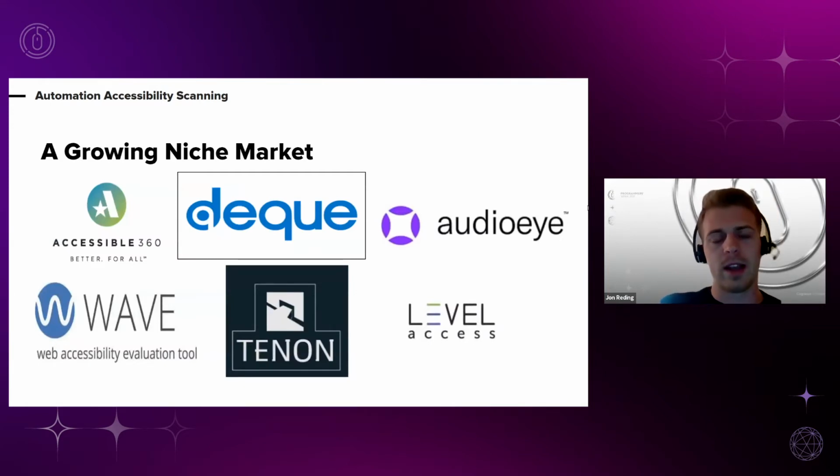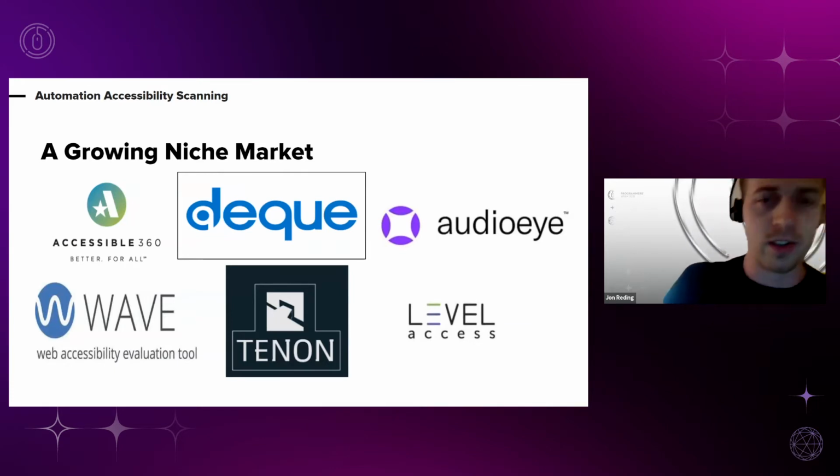The other thing is that it's a huge growing niche market. These are several of the companies that I could find that are actually participating in it. And you'll see right now that I have DQ outlined because today I'm going to be showing you some automation work that I've done that has been specifically with DQ. This doesn't mean that there aren't other automation frameworks that are used for accessibility. It's just today we will be focusing on DQ because that's what I've been working in and I have a lot of knowledge about it.